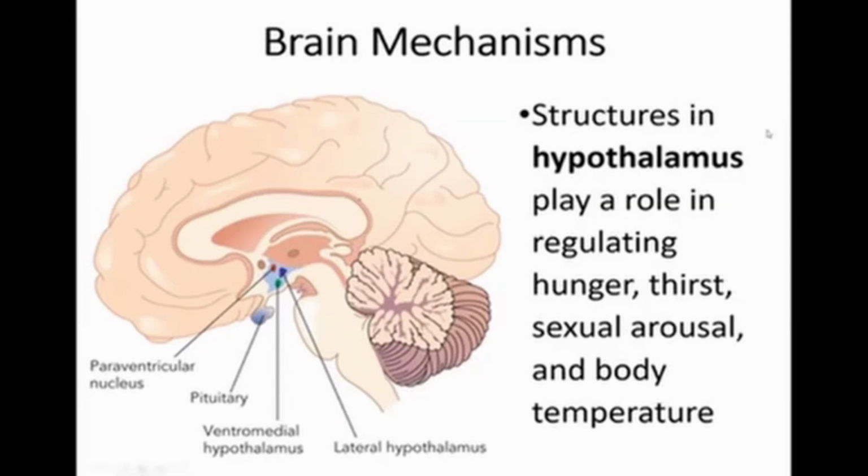But like I've said, the structures in the hypothalamus are playing a role in regulating hunger. They also seem to play a role in thirst, sexual arousal, and body temperature. So a lot of very basic or basal biological functions. Because we've already talked about parts of the brain, and we've talked about the hypothalamus before. So we're just bringing it back to talk about the specifics involved in hunger.